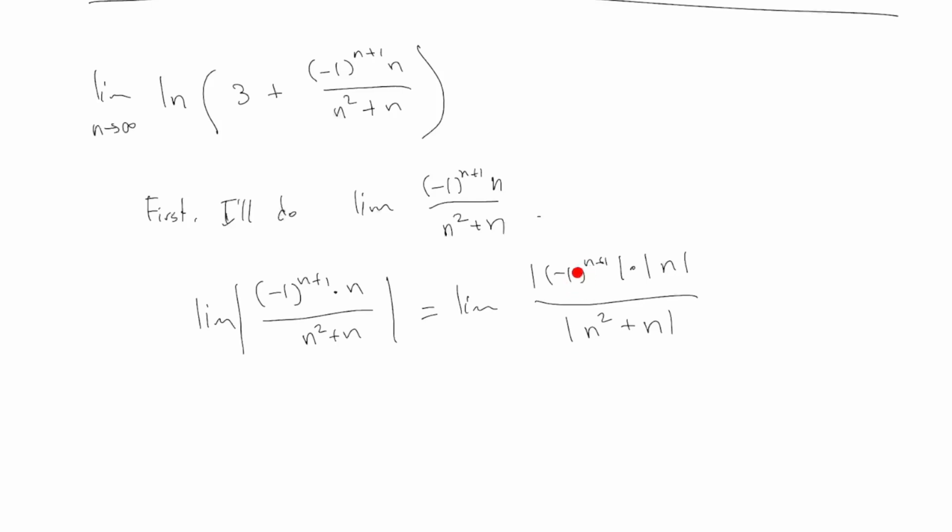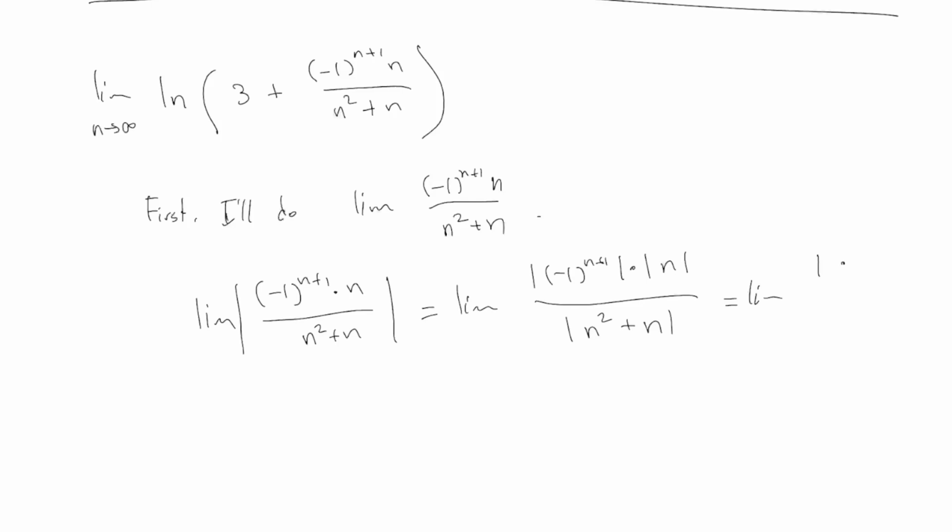It is 1. Remember, this -1 to some power, actually it doesn't even matter what the power is. The fact that the power says n plus 1 is totally irrelevant. -1 to any power is always either +1 or -1. And so when you take its absolute value, it is +1. So that's a 1 times.